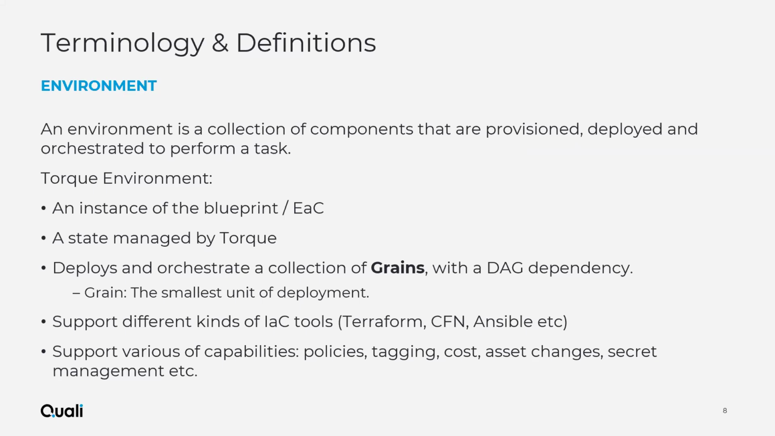An environment is a state managed by Torque, of course, right? It deploys and orchestrates a collection of grains with tag dependency. As I said, okay, the environment is the representation, the instance of the blueprint. So the same terminology: the grain definition is in the blueprint, and the grain instance is in the environment. The definition, the blueprint; the instance, the environment. It supports different kinds of IaC tools. Okay, so broad support for all kinds of provisioning tools, Terraform, CloudFormation, Ansible, and much more.